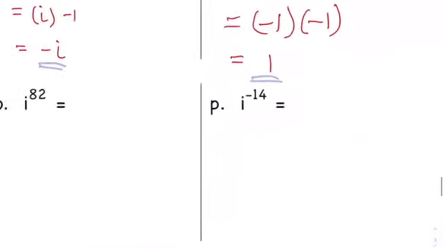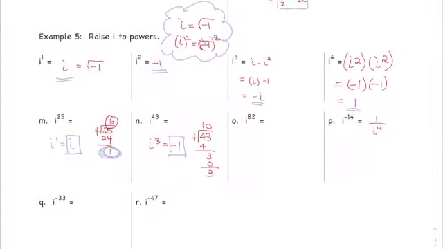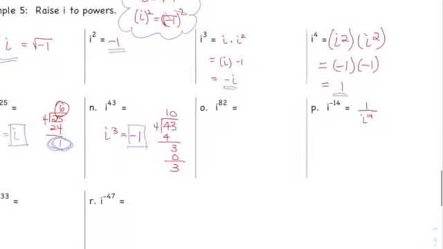Now, one thing I want you guys to also remember is when this is a negative sign, remember your answer is going to get flipped. So that's going to be 1 over I to the 14. So please do it that way. All right, please try the rest of the problems and check back with your answer.